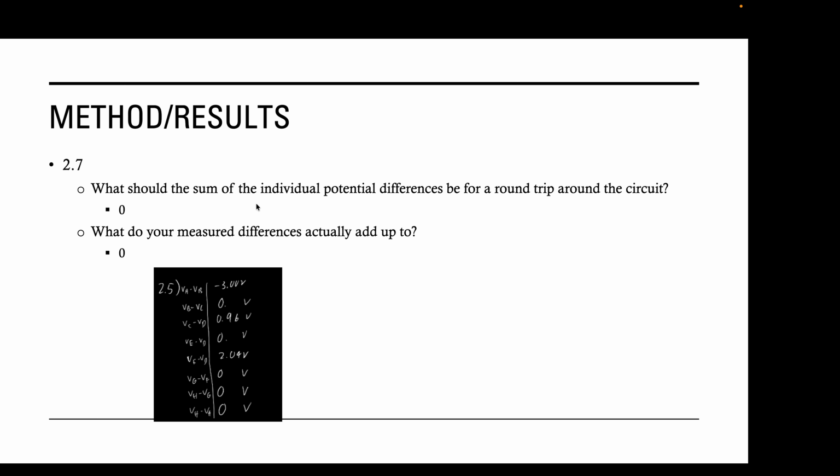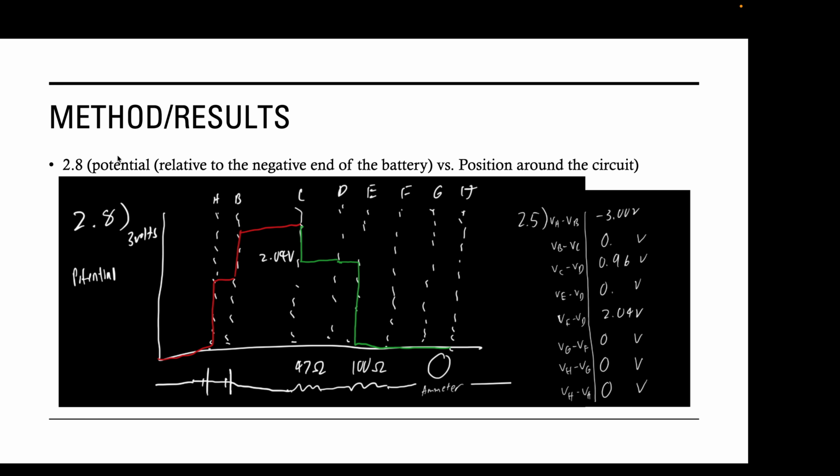For 2.7, what should the sum of the individual potential differences be for a round trip around the circuit? It should be 0. And what does it actually add up to? It is 0. For 2.8, we are graphing the potential versus the position around the circuit. Here at 3 volts, we're going from A to B, which is negative 3.00 volts. From C to D, the difference is 0.96 volts, and from E to F, it's supposed to be VF minus VE, not VD. The potential difference is 2.0 volts.